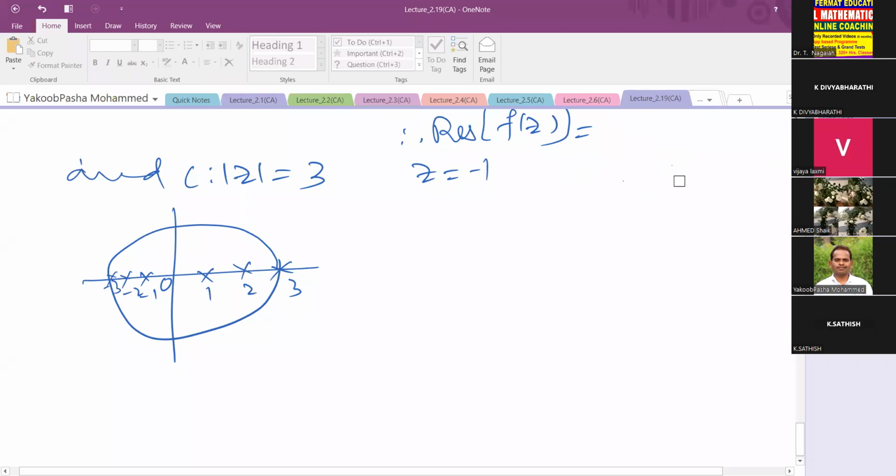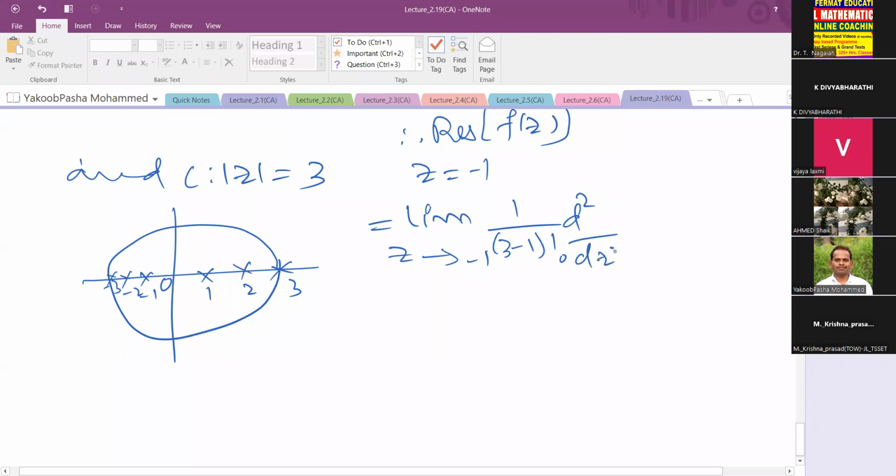You can write, I'm writing here. This is the limit as z tends to minus 1 of 1 by (3 minus 1) factorial into d power m minus 1, that is 3 minus 1, 2, by dz square, of (z minus z plus 1) whole cube into the function f of z.